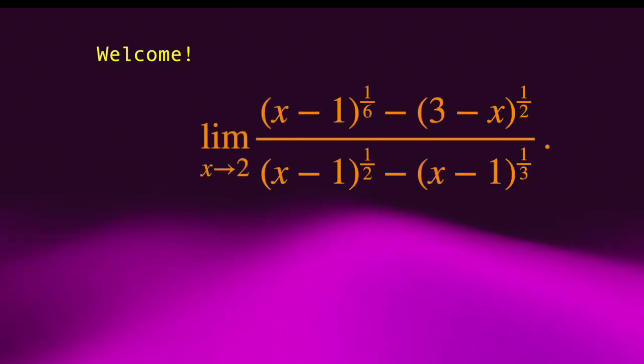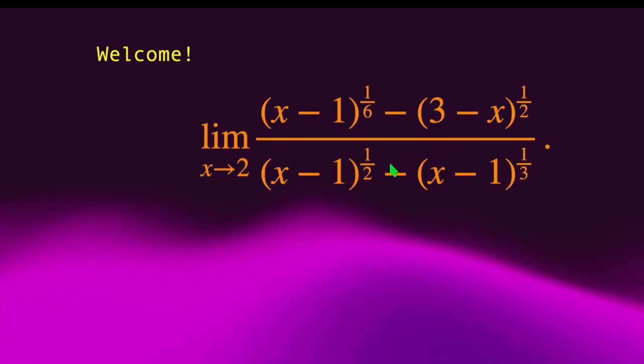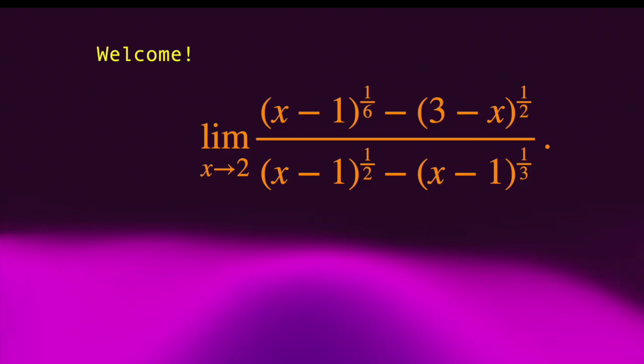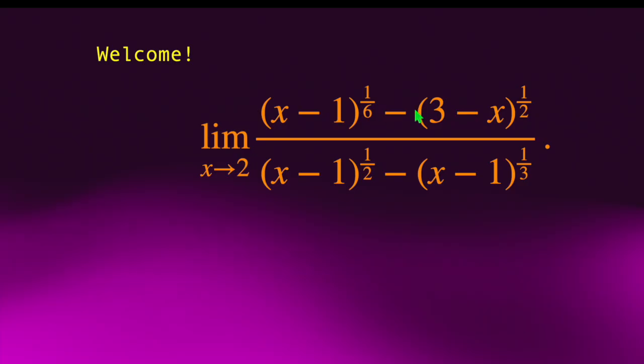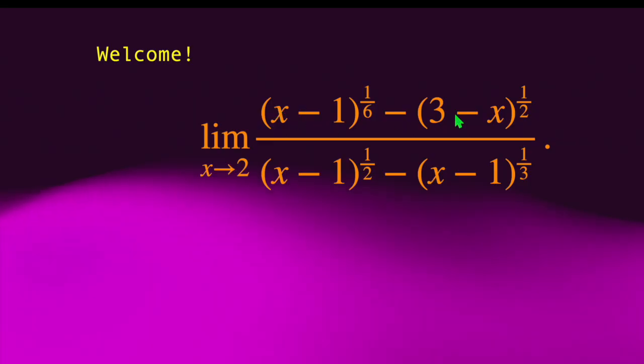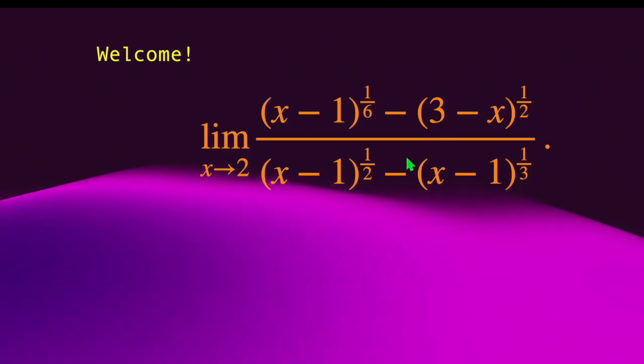In this short video, we will see how we can compute this challenging limit in two different ways. First, without using the L'Hôpital rule, and the second time we will use the L'Hôpital rule. This limit is challenging indeed, because if we take x equal 2, we get 0 here and 0, and we have 0 over 0.